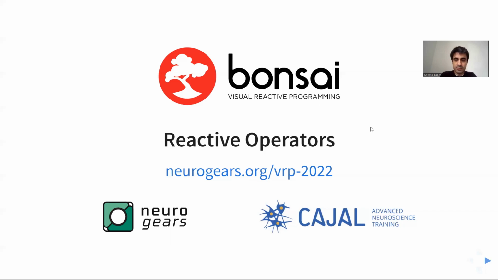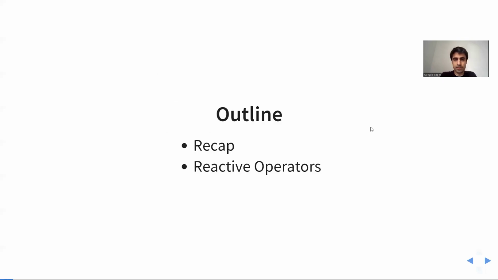Today we'll be discussing the core operations of reactive programming that you use when you are building up a Bonsai workflow. We'll start by doing a short recap of yesterday's discussion of observable sequences, and then move on to go through the marble diagrams for each of these basic operations one by one with examples.